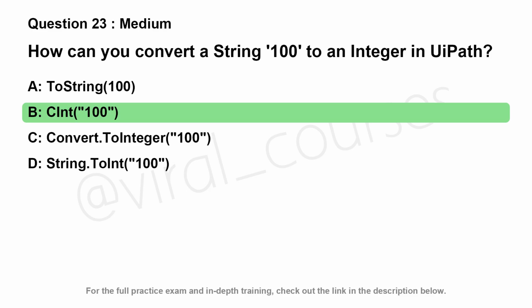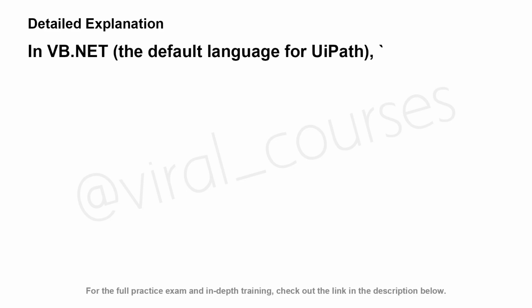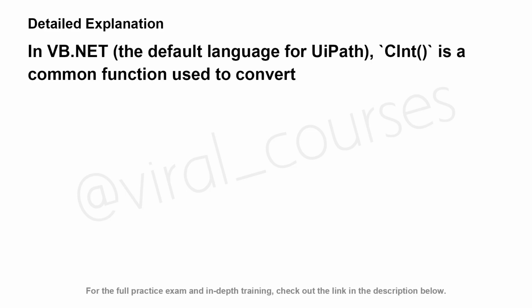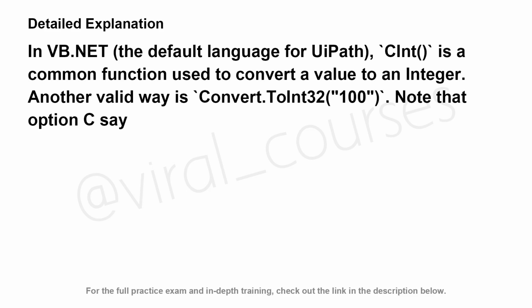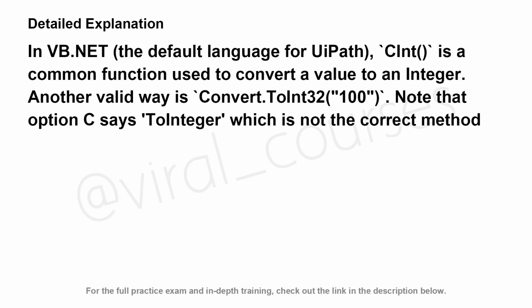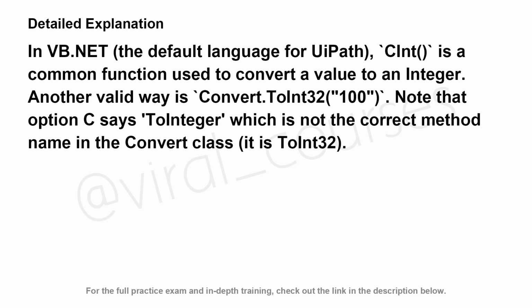The correct answer is B. In VB.NET, the default language for UiPath, CInt is a common function used to convert a value to an integer. Another valid way is Convert.ToInt32("100"). Note that option C says ToInteger, which is not the correct method name in the Convert class. It is ToInt32.